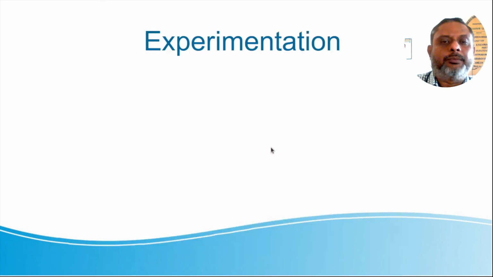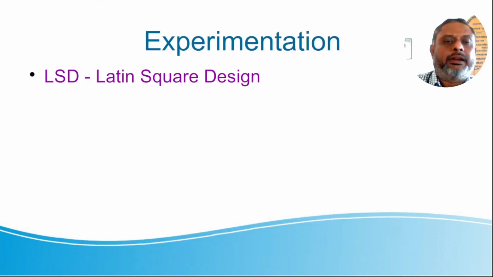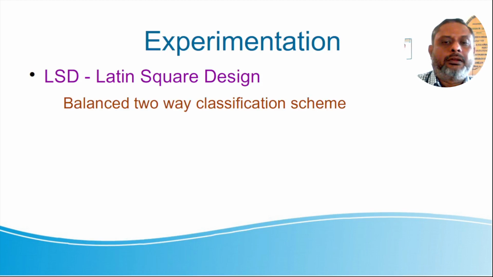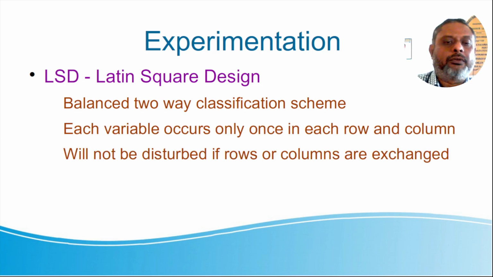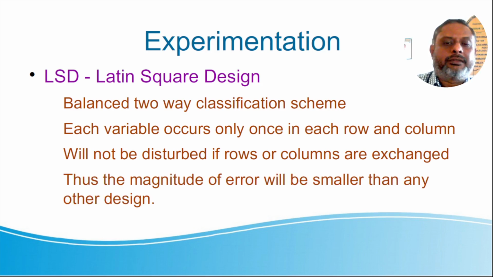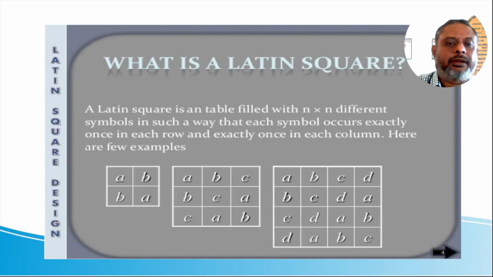So in order to improve that, we go for Latin square design, which is a balanced way of two classification scheme. Each variable occurs only once in each row and column, so it will not be disturbed if rows and columns are exchanged. Thus, the magnitude of error will be smaller than any other design. So it looks like a 2 by 2, A B, B A. So you can see that each column contains A and B both. Each row contains A and B both.